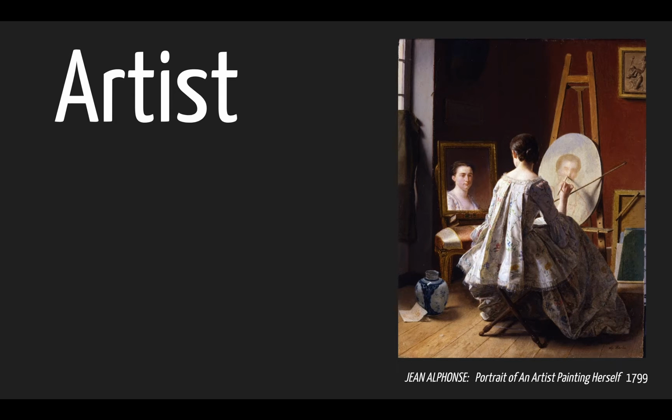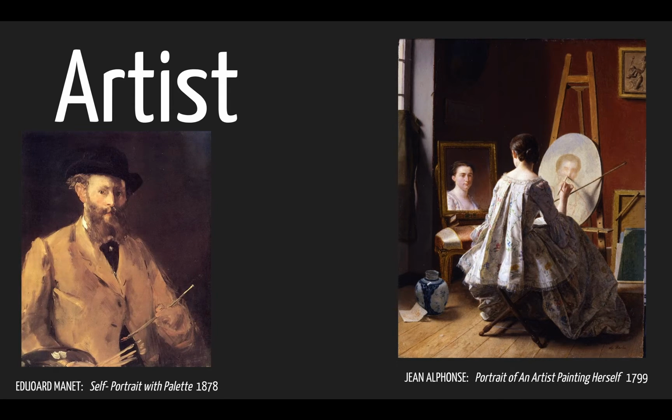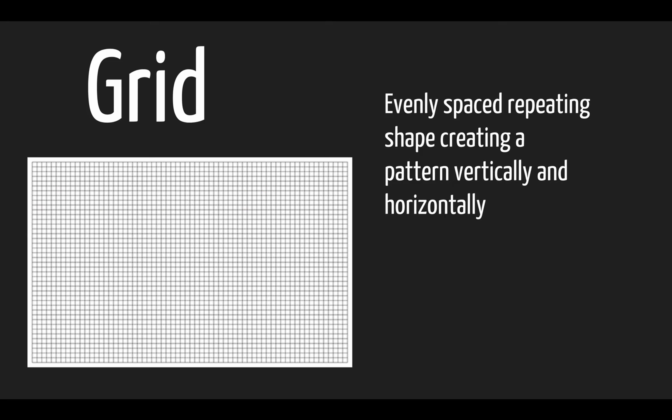Let's start with the word artist. By artist we mean visual artists, usually working in drawing, painting, and printmaking, such as Jean Alphonse on the right and Edward Manet on the left. The term grid we're going to define as an evenly spaced repeating shape, creating a pattern vertically, meaning up and down, and horizontally, left to right.